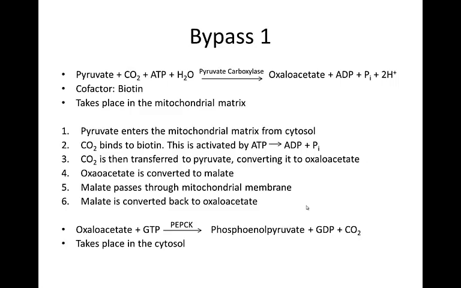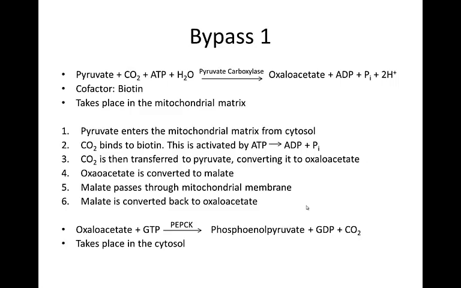The first bypass reaction of gluconeogenesis is catalyzed by 2 enzymes. The first enzyme is pyruvate carboxylase and catalyzes the conversion of pyruvate to oxaloacetate. The cofactor for this enzyme is biotin and fixes CO2. The binding of CO2 is activated by the reaction ATP converted to ADP and inorganic phosphate. This is then transferred to pyruvate to make oxaloacetate. This reaction takes place in the mitochondrial matrix.